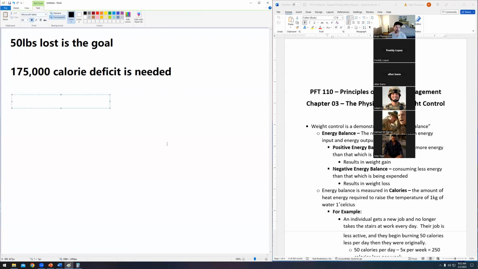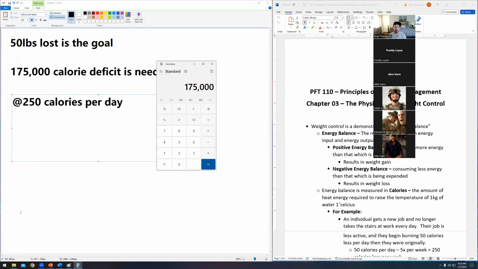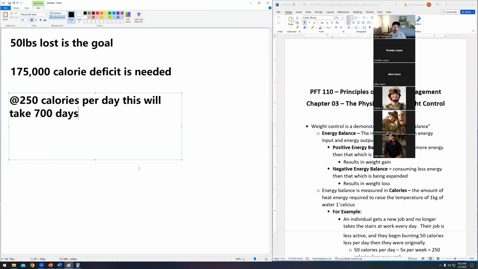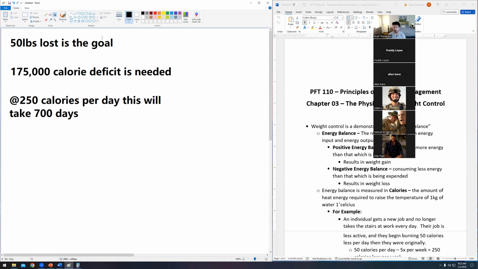So at 250 calories a day, in order to get 175,000 calories burned, that is going to take 700 days, right? So in scenario one, let's say they increase their walking and burn an extra 250 calories. They eat the same meals every single day, so that's going to take them basically 2 years to lose that 50 pounds.